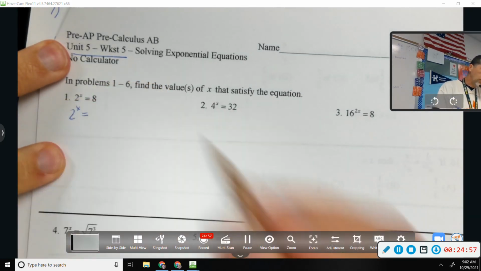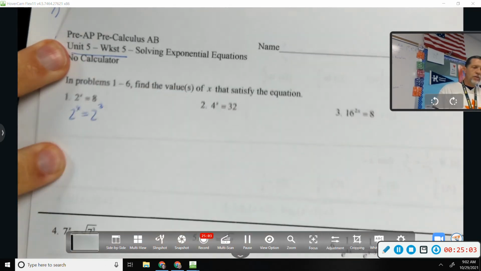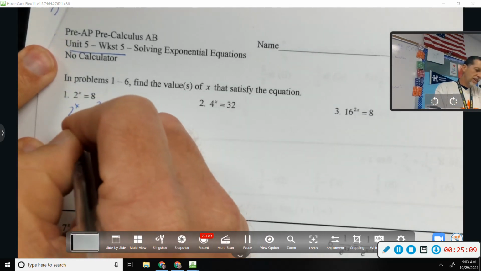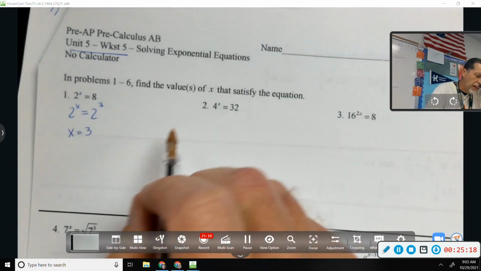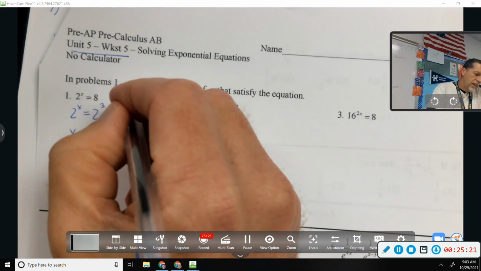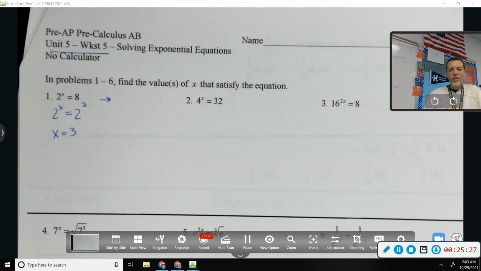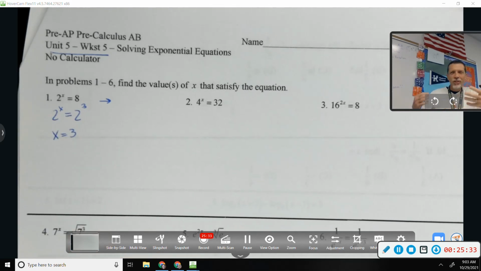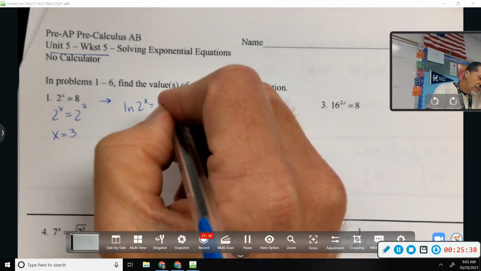So 2 to the x equals 2 cubed. This is an easy one, but it'll make an easy one to answer your question on. So what does x equal? 3. Because we deleted the 2's. A mathematician dies every time you say that. Delete the 2, delete the 2. Okay, so Crystal's question was, what if you got one where you're like, I'm not sure how to get there, or I forget how to do it? Can I natural log both sides and come up with the answer?